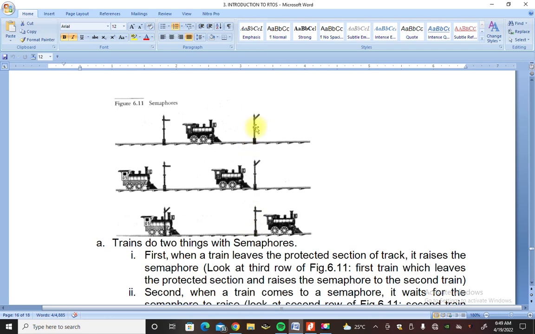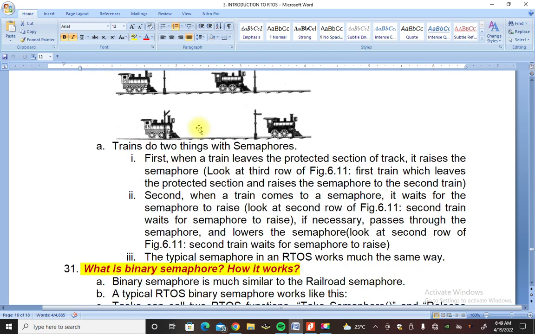Earlier, this kind of semaphore prevented the collision of one train and another. The same concept is used here in the real-time operating system to prevent the shared data problem. That is what we have to understand here. So let us see what the author says.